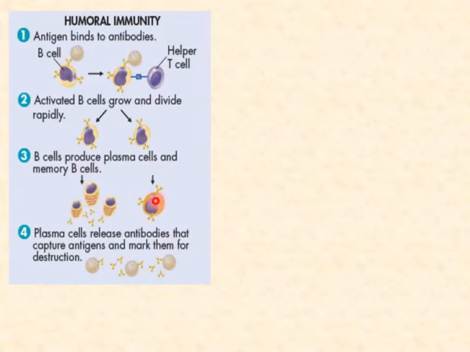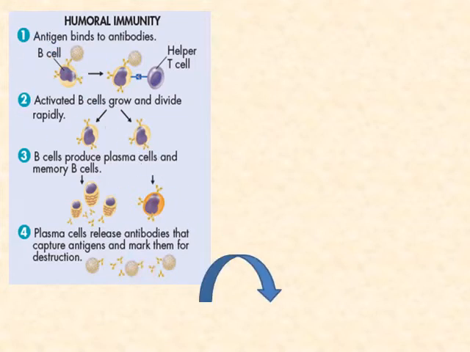These are memory B cells and these are plasma cells. The plasma cells release antibodies that capture antigens and mark them for destruction. As you can see here, the antibodies are destroying the antigens, the invaders.